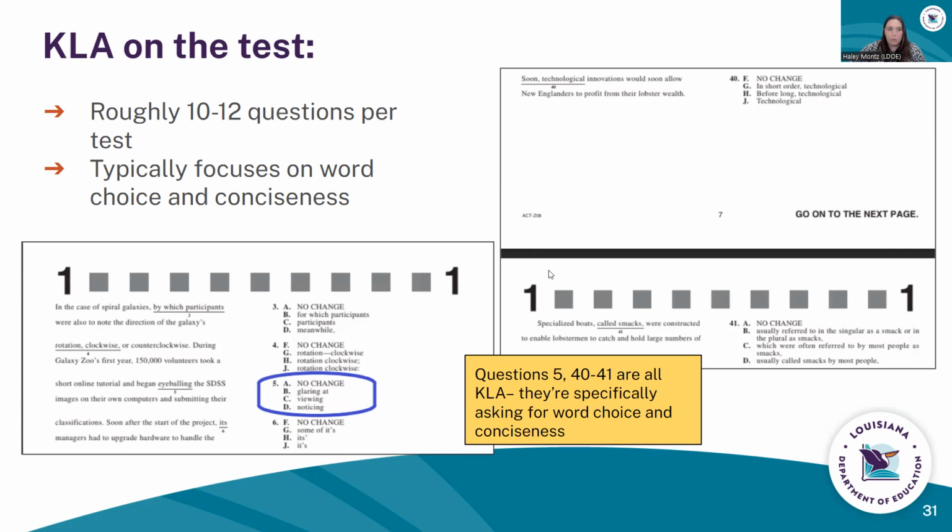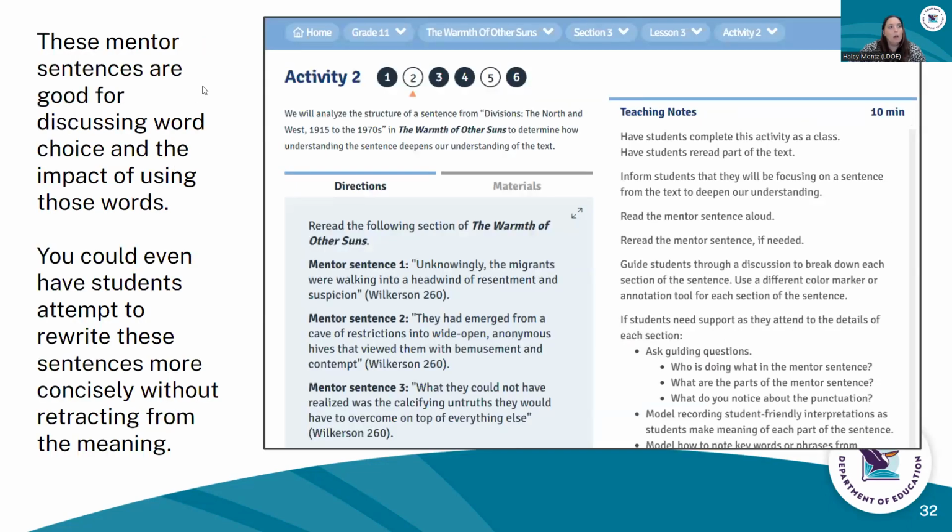So like I said, mentor sentences, I know I'm harping on them, but they're so powerful. They're great for discussing word choice and the impact of using those words on the meaning and connotation of the sentence. You could even have students attempt to rewrite these sentences more concisely without detracting from the meaning, so that they are getting some practice with what concise writing looks like and how to practice it. It gives them a jumping-off point so they don't have to come up with something completely blind.